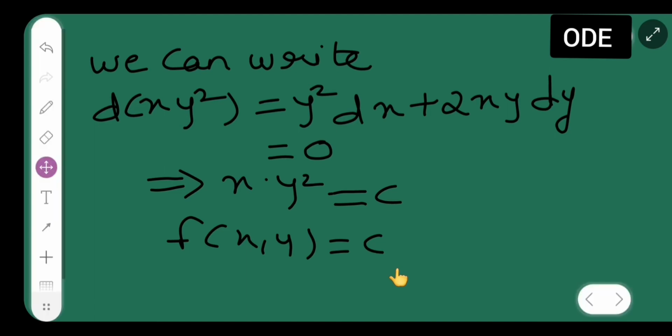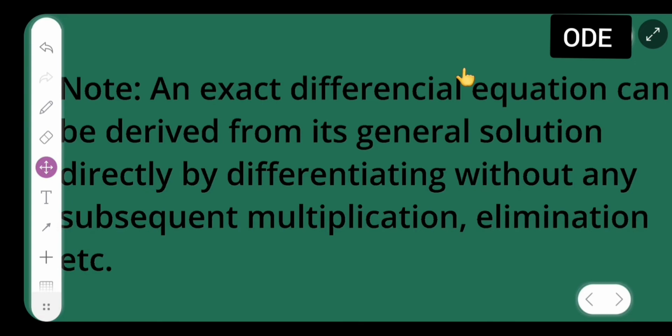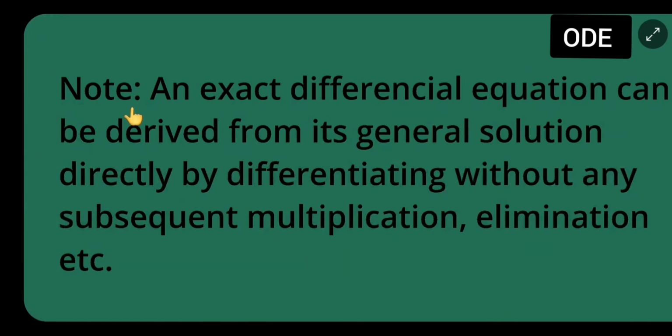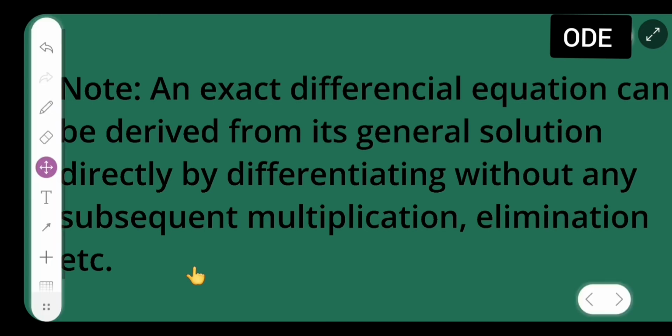Okay. Next is the note. An exact differential equation can be derived from its general solution directly by differentiating without any subsequent multiplication, elimination, etc. This is just a note which you all have to take.